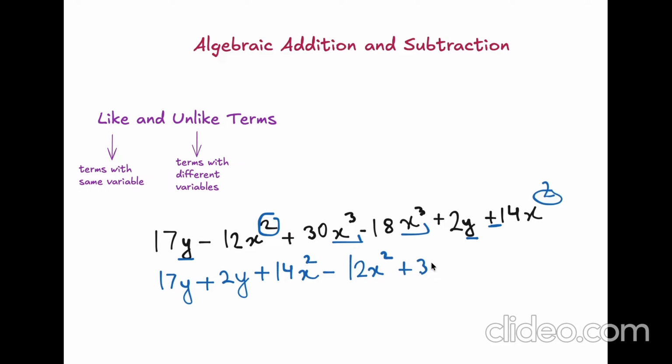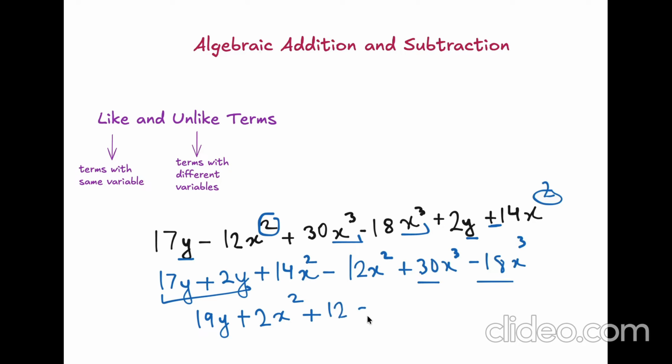Plus the x cubes are together. 18x cubed. So 17y plus 2y, I'll have 19y. 14 minus 12, 2x squared. And 30 minus 18, 12x cubed. And now the answers you have, they're all unlike terms, all different variables, which means you've got the answer.